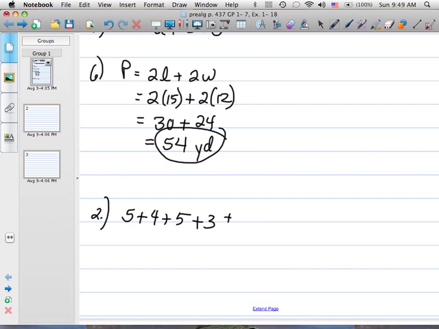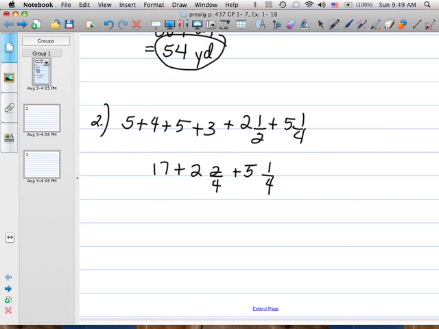And then we have 2 1/2 and 5 1/4. So that's going to be 17 plus 2 1/2, which is 2 2/4, plus 5 1/4. So 17 plus 2 is 19, plus 5 is 24. And we have 3/4, the 2/4, and 3/4. So 24 3/4 inches.